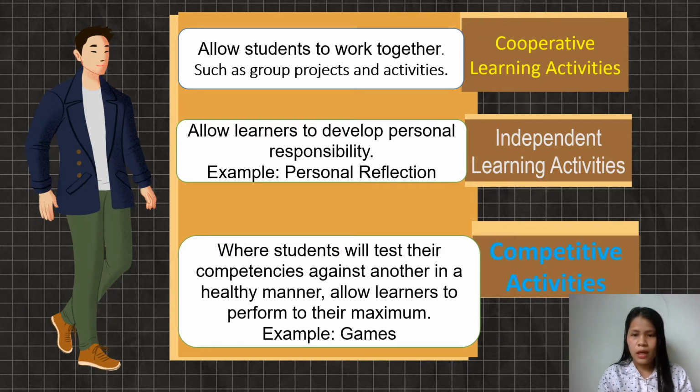Next is independent learning activities. Should allow learners to develop personal responsibility. For example, is personal reflection. Next is competitive activities, where students will test their competencies against each other in a healthy manner. Should allow learners also to perform to their maximum. For example, the games.